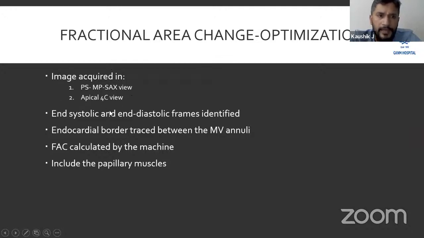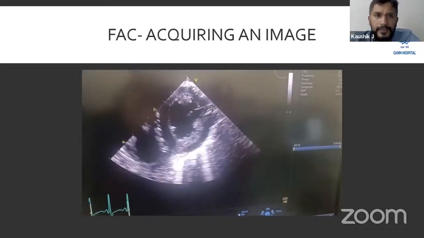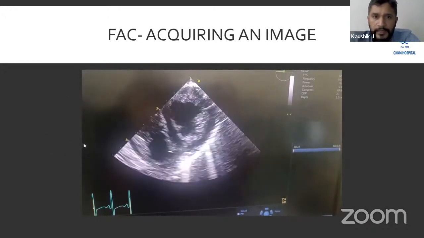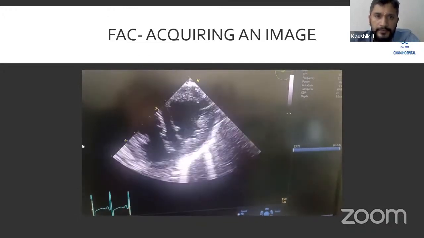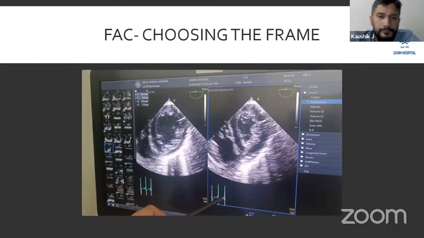The image acquired would usually be in your parasternal short axis view, like for the fractional shortening, or you can also use the apical 4-chamber view. And again, like before, we need to identify the end systolic and the end diastolic frames. Your endocardial border is traced in between the mitral valve annuli, and the fractional area change is automatically calculated by the machine. So here we have again acquired a parasternal short axis view of the LV cavity.